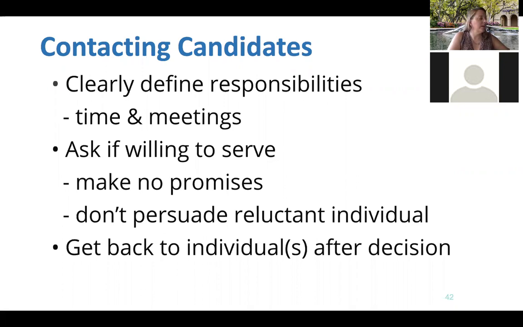And then after your committee has decided what the final slate is, you go back to everybody that you put up for consideration or who said that they were interested, and you let them know whether they were on the slate or not.